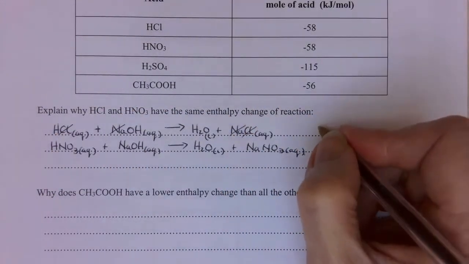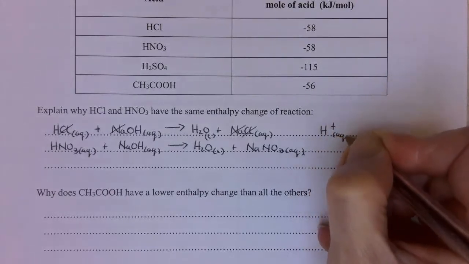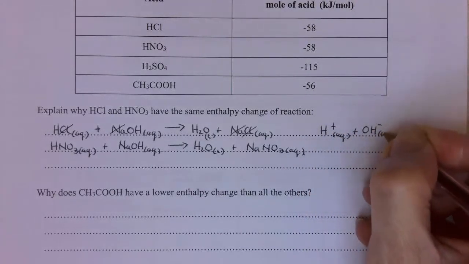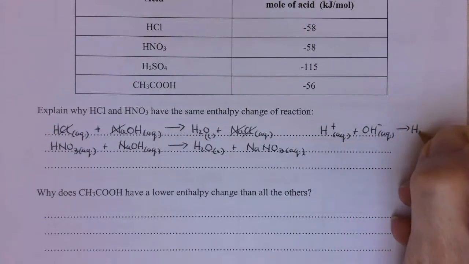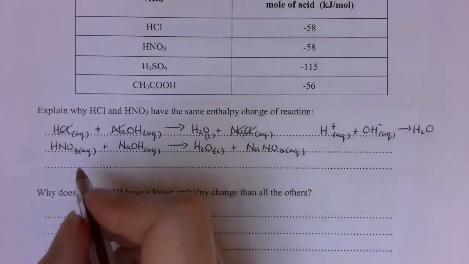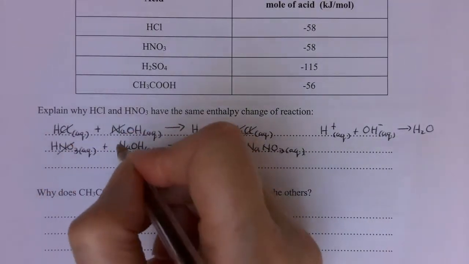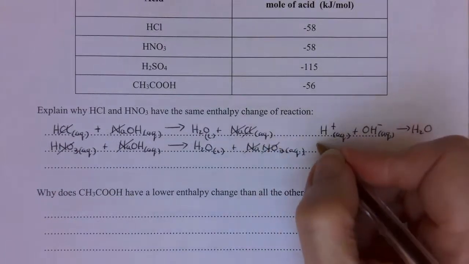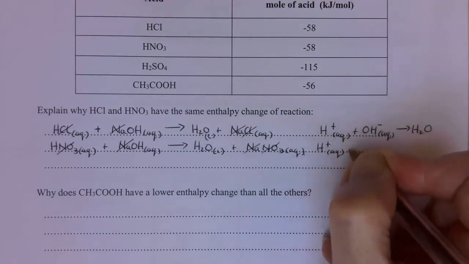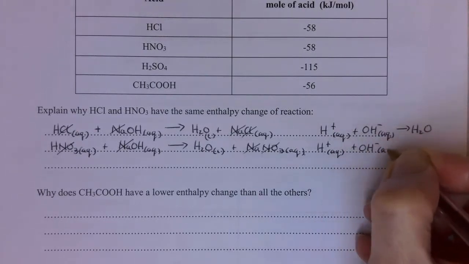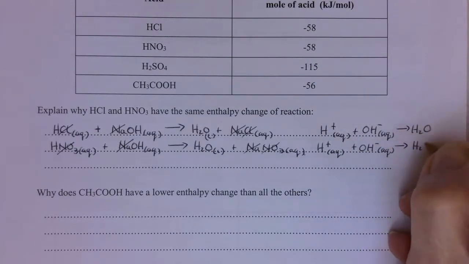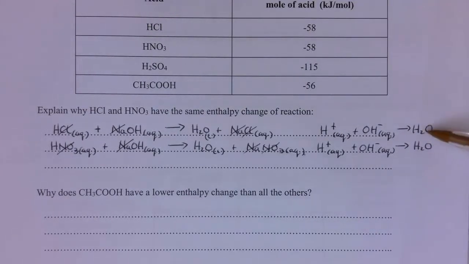Now if I do the ionic equation for this first one, the sodium and the chloride are my spectator ions, so I get H positive aqueous plus OH negative aqueous goes to H2O. And again, if I do that with the second reaction, this time the nitrate ions and the sodium ions are spectator ions, and you shouldn't be surprised to see that I have the same ionic equation. So actually, in both cases, I'm doing exactly the same reaction. I'm producing 1 mole of water via the same ionic equation. So unsurprisingly, the enthalpy change is the same.